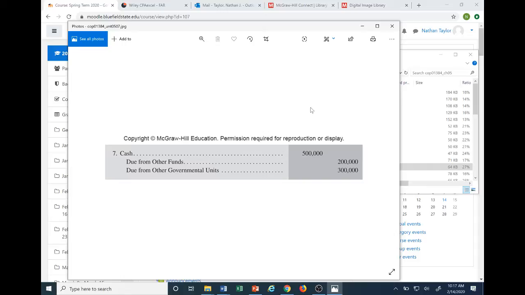Okay, it says the transfer of $200,000 was received from the enterprise fund, and $300,000 was received from the state government. I'm sorry. So obviously we're receiving money, so we're going to debit cash of $500,000. Due from other funds, we credit $200,000 because remember the enterprise fund was going to send us some money. They were going to transfer some money. And then the due from other governmental units of $300,000, which is part of that intergovernmental grant of $600,000 we mentioned in the beginning. So easy. We've just received some money here, debit cash, and then credit the due froms, right? Because we had the due froms set up as an asset earlier, so we have to reduce that asset.